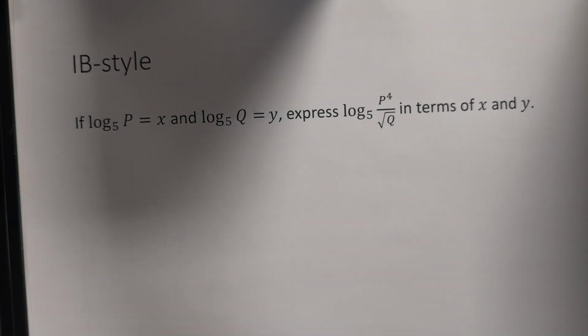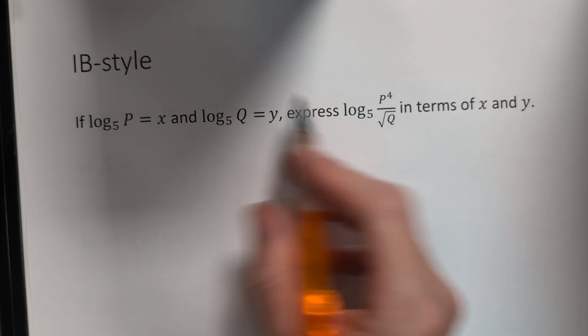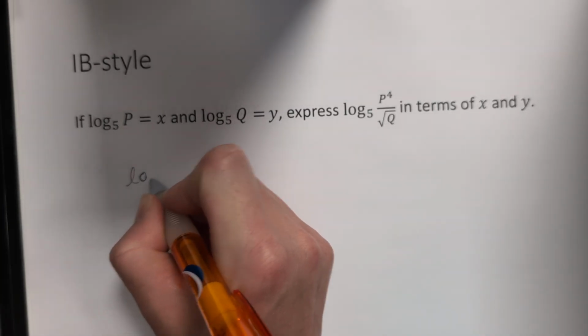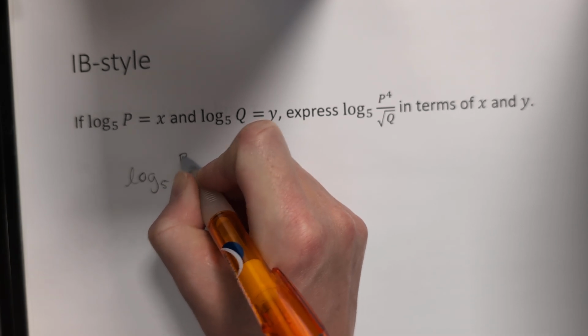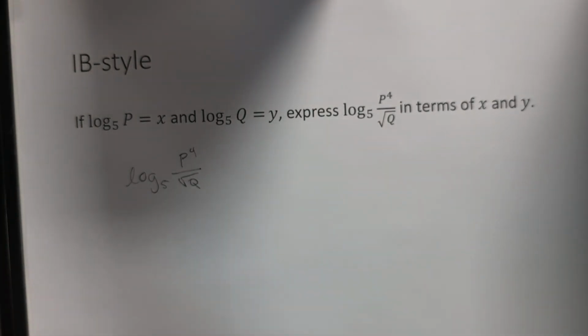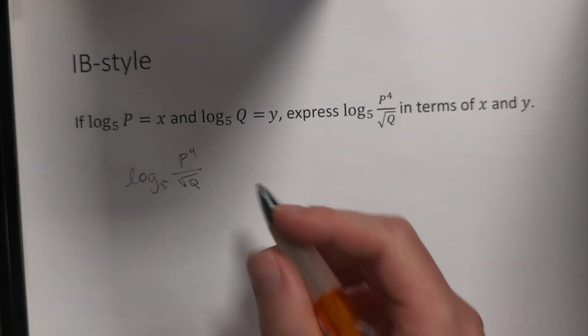Here's a similar question, but a little bit more challenging. Very common to have these. I need to use many different laws to separate this into its pieces and then write that as x and y without a log. So log base 5 of p to the 4th over the square root of q. You need to make sure you're separating this in the right order. It should kind of jump out at you that we can't just take the square root out first because it's just in the denominator on the q.